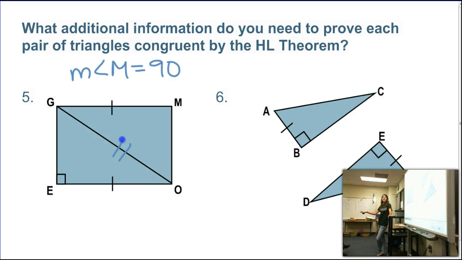GMO. Ooh, very good, Crystal. The angle E is congruent to angle M. If you force them to be congruent, won't that make angle M 90? That's good. Angle E is congruent to angle M. There's one more thing we could say.